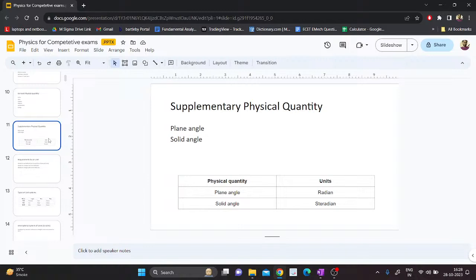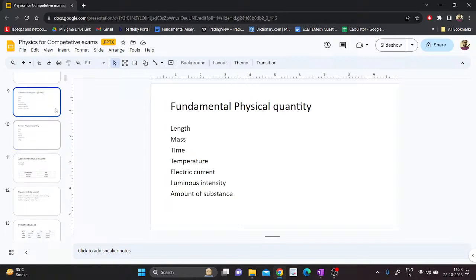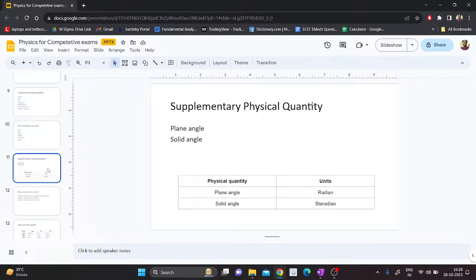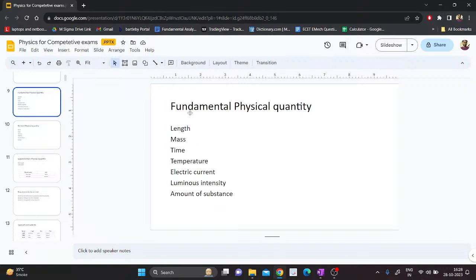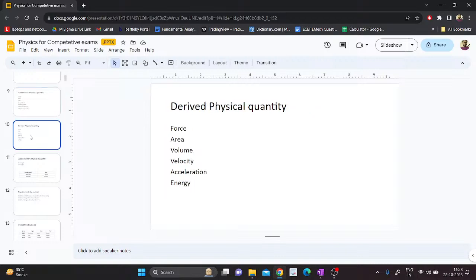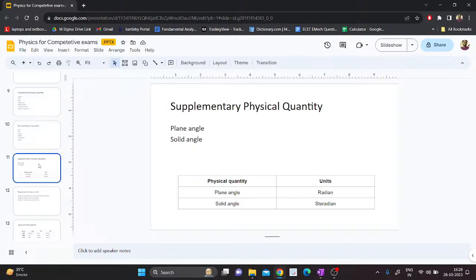Fine guys? Two terms are given in the category of supplementary physical quantities. They are not in the bunch of fundamental physical quantities, nor in the bunch of derived physical quantities. Fine? Clear? So in supplementary physical quantities there are two terms and their respective units are also given here.